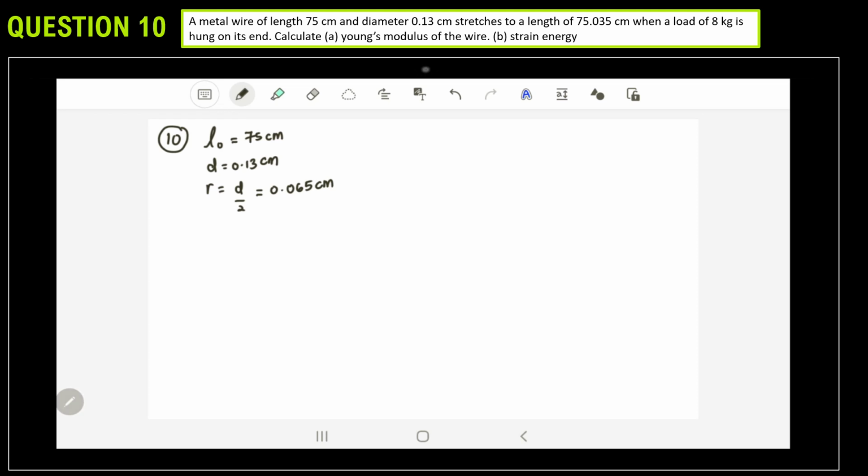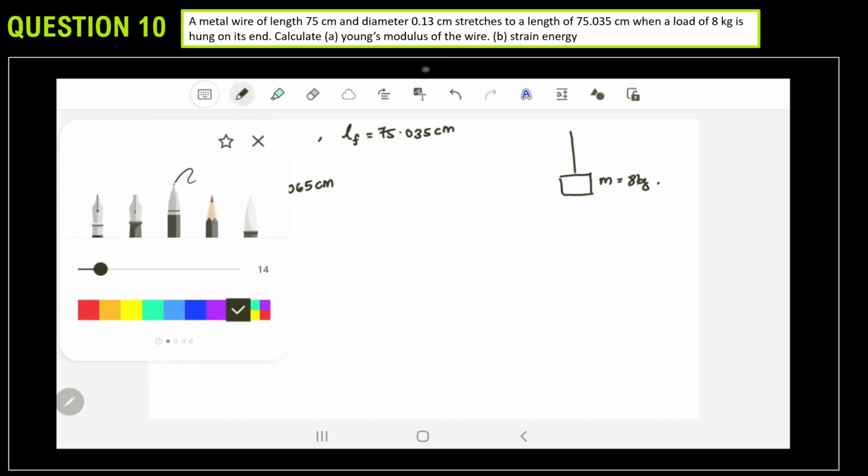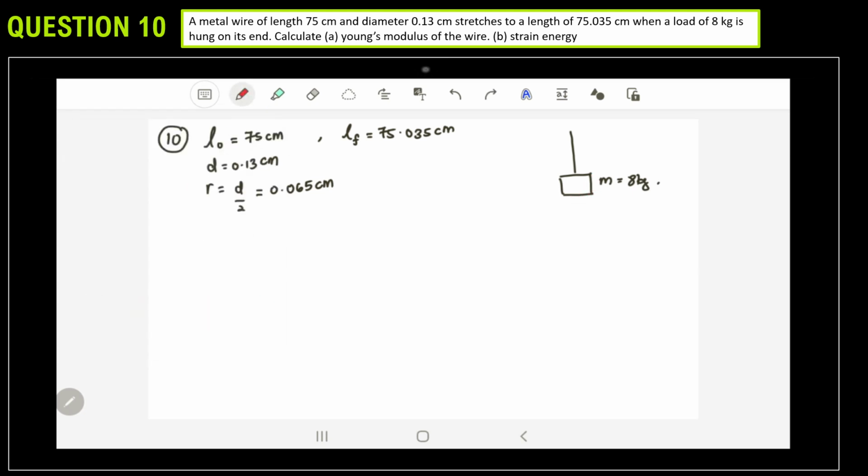So now the metal wire is stretched to a length of 75.035 centimeter. This means that this is the initial length and this is the final length. And when we have a load of mass 8 kg, here we can see the weight is downward, where W is equal to mg. So when we put a weight on the wire, what happened? We actually put a tension on the wire.